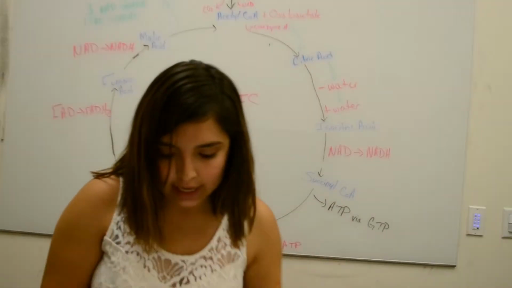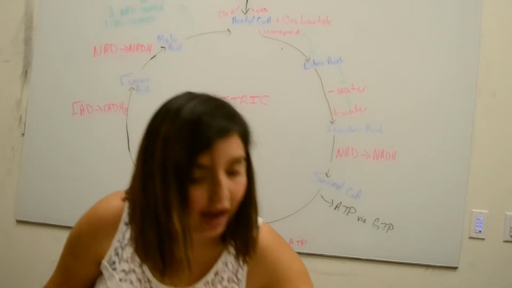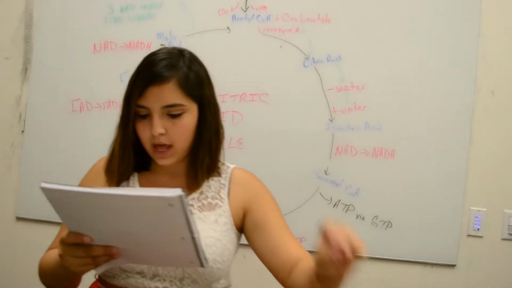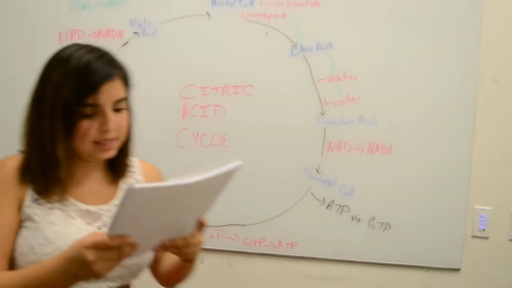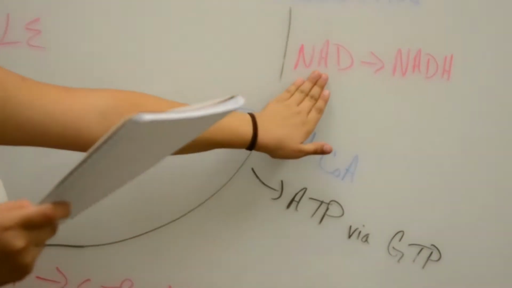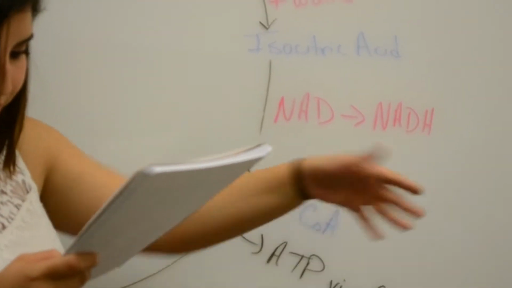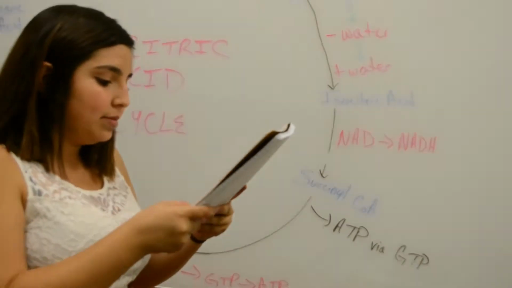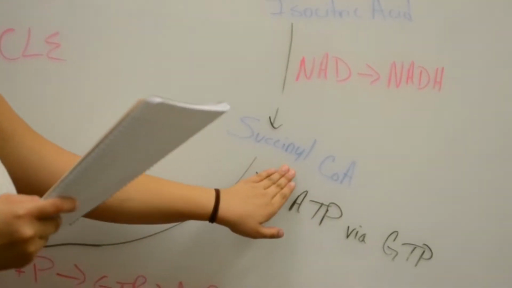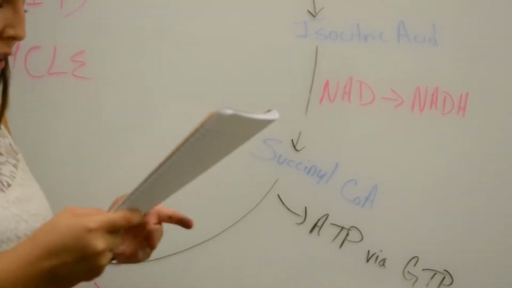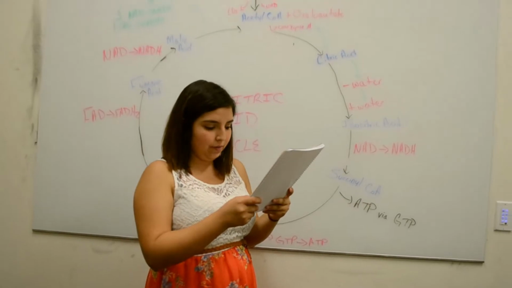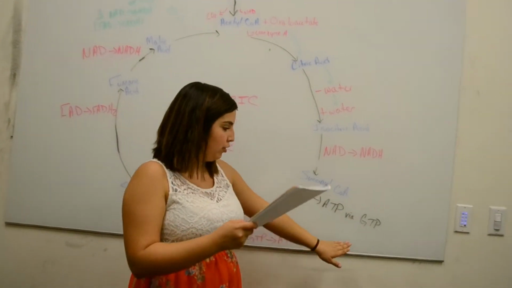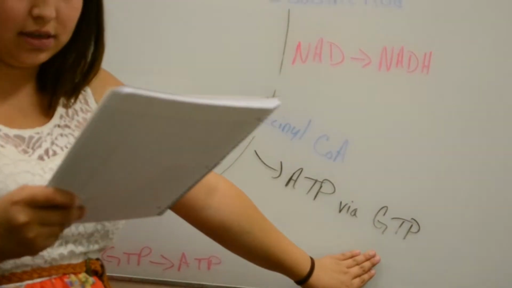When dehydrogenation, or the loss of a hydrogen ion, occurs, NAD is reduced to NADH. The enzyme succinyl-CoA synthetase catalyzes the 5th reaction of the citric acid cycle. In this step, a molecule of GTP is synthesized.